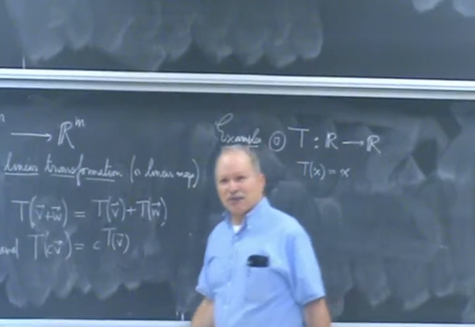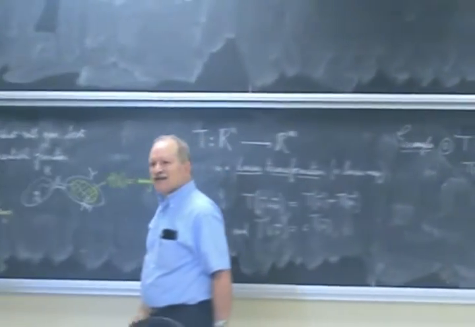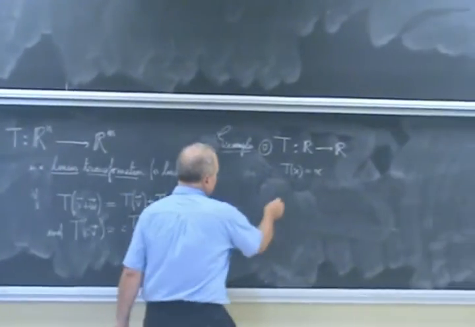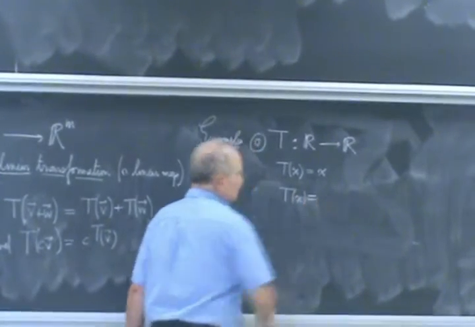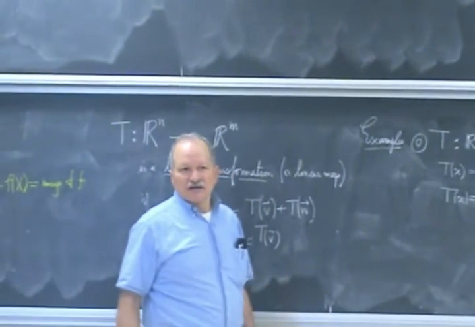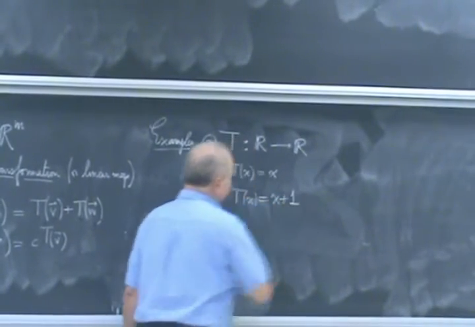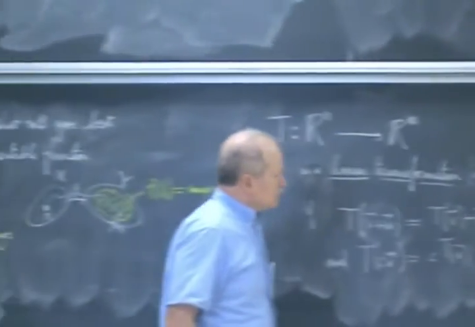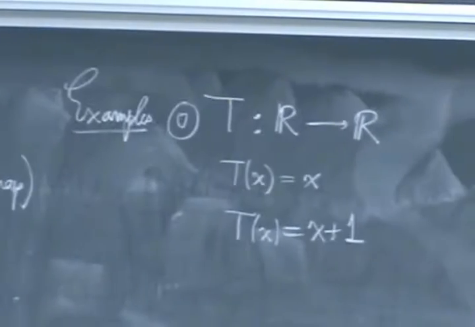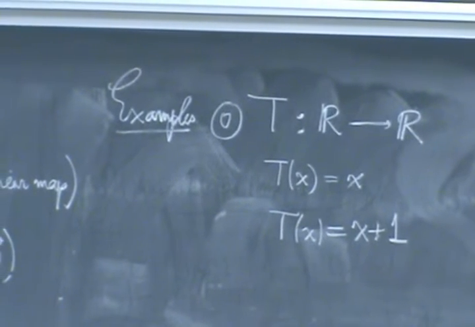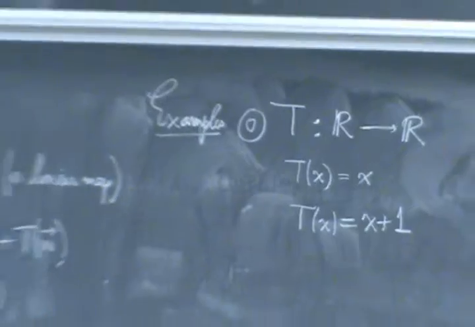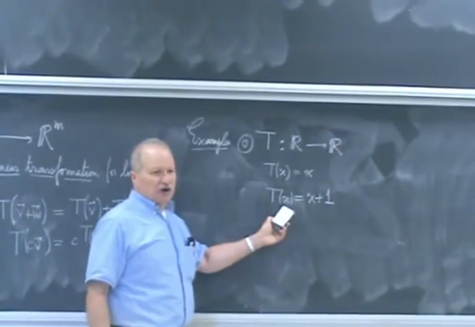Can you give me another example from R to R? T of x equals x plus some other number. Now let's try that. Wait, but then now, suppose I put in 2x, would it work?